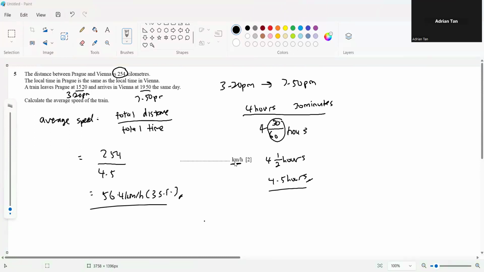So for question number 6, and I'm able to take 7 as well, so I'm going to take both.